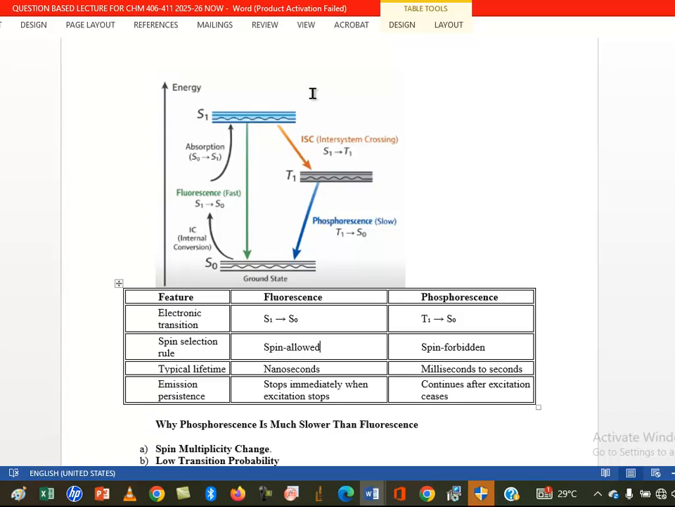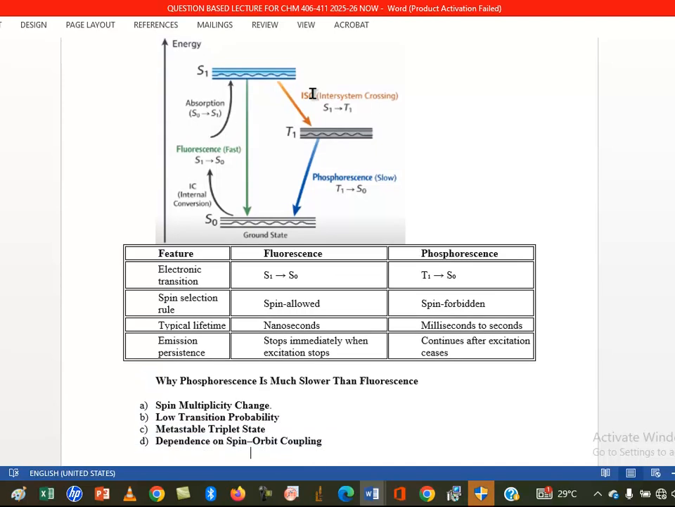Then emission persistence: it stops immediately when excitation stops. That's fluorescence. For phosphorescence, it continues after excitation ceases. That is for phosphorescence. So why is phosphorescence much slower than fluorescence?